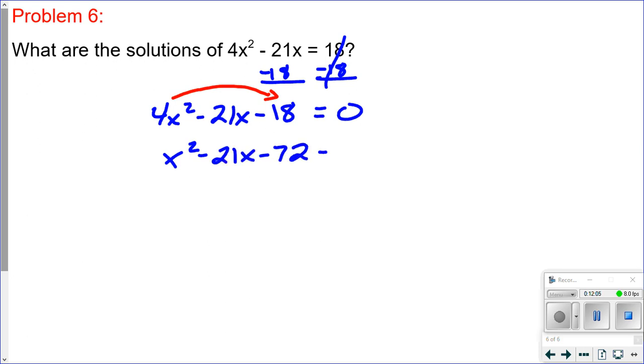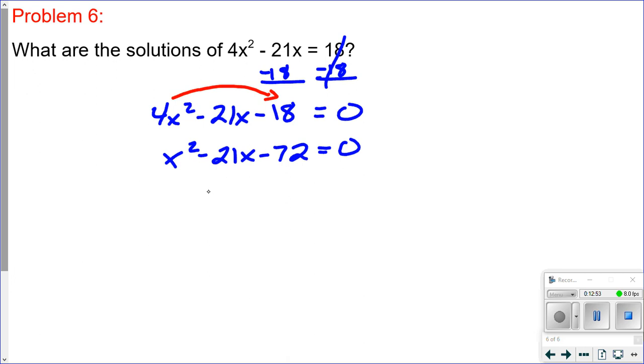minus 72 equals 0. And so now I'm looking for two numbers whose product is -72 and whose sum is -21. So I know one of the numbers has to be positive and one has to be negative in order for the product to be negative. And since the sum is negative, I know the larger of the two values has to be negative. So this one's a little tricky. If you get stuck trying to figure out the correct factors, what I would recommend is you just Google factors of 72, it'll give you all of the factors and just look for a combination that you can use to get -21 when you add them together.